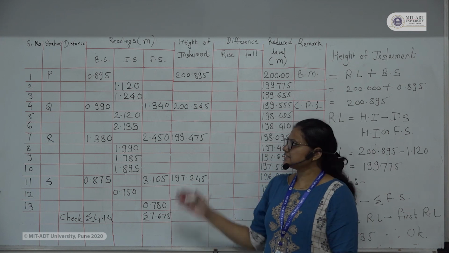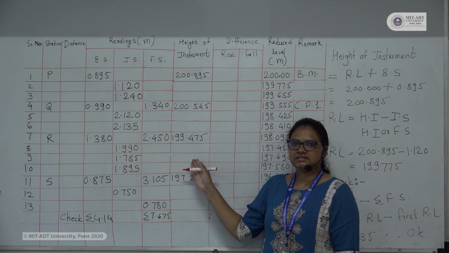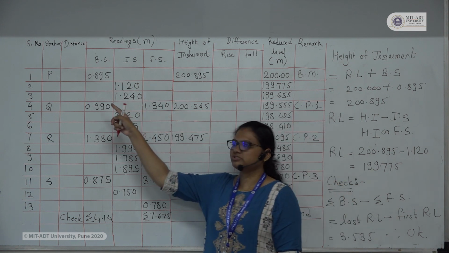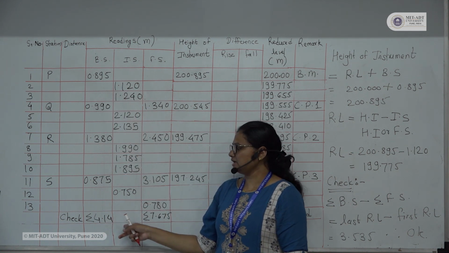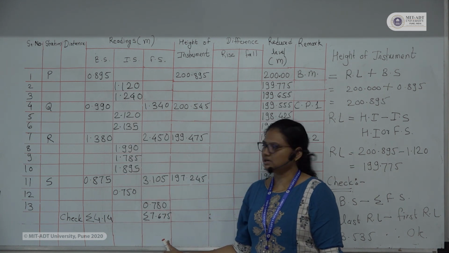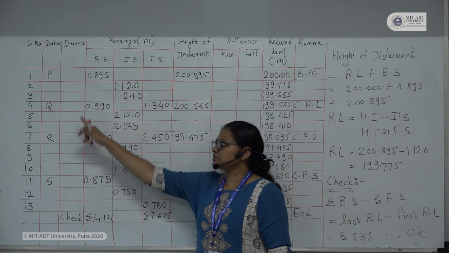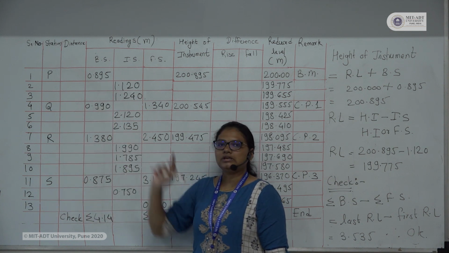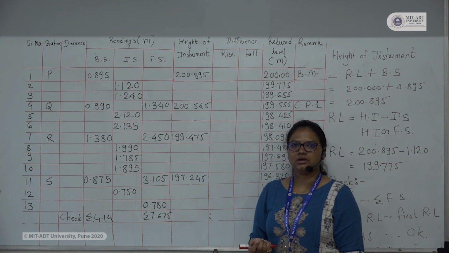So students, these are some readings which we have taken on the field. Now we have written these readings as per the page of the field book. So we have started our work from station P, and that's why I have written the readings here: back side, intermediate side and foresight. So in our practical we are having 3 change points. So the change points are Q, R and S, and we have started our work at point P. Now we will see how to calculate the different levels of these different points.